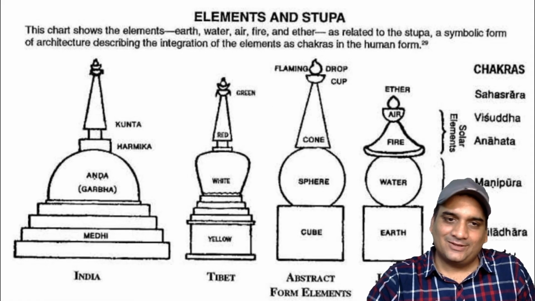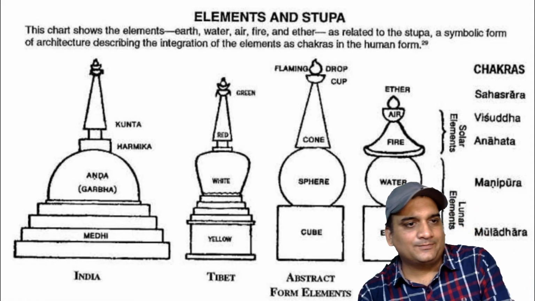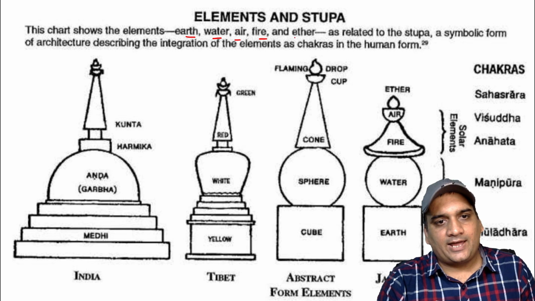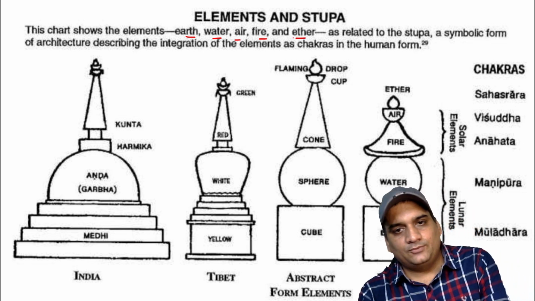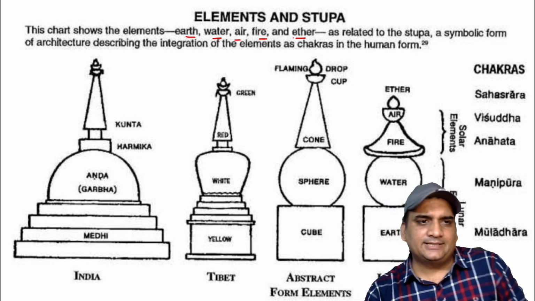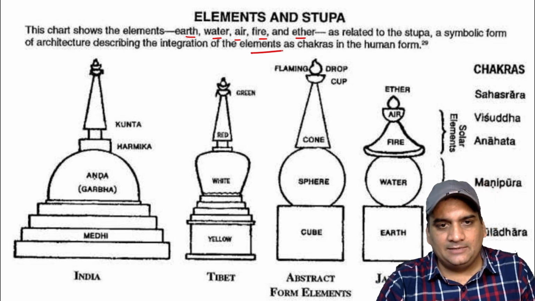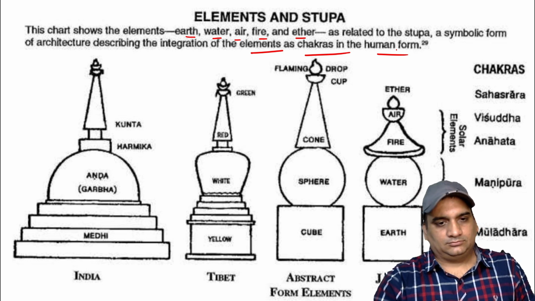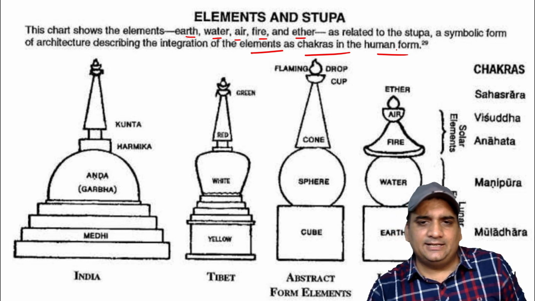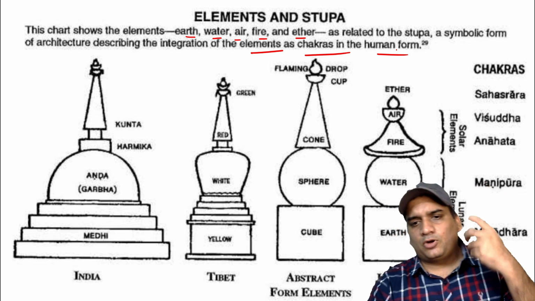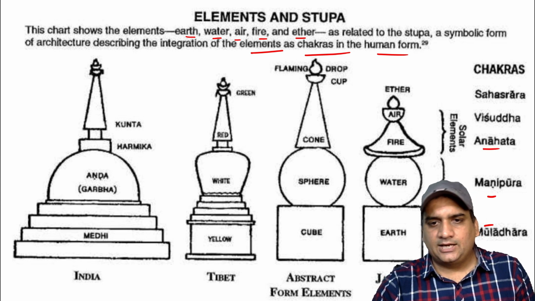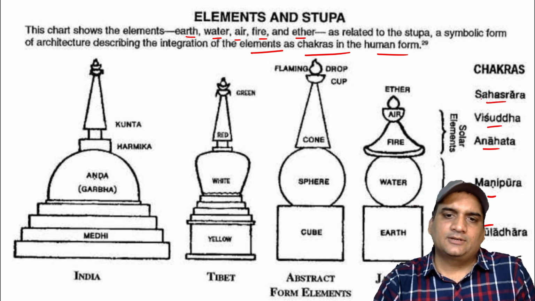Nonetheless, if you have understood, there is one more thing about the stupas that you should know, guys. See, in this chart we are seeing earth, water, air, fire and ether are related to the stupa. A symbolic form of architecture, like we do the pran pratishtha of the idols in the mandir. In the very same way, they talk about the integration of the elements as chakras in the human form. So we have some different countries representing it in different ways. If you have heard about the chakras in our body, we have the Mooladhara chakra at the bottom. Above that we have the Manipur, then the Anahata, then the Visuddha, then the Sahasrara, and then the other chakras.